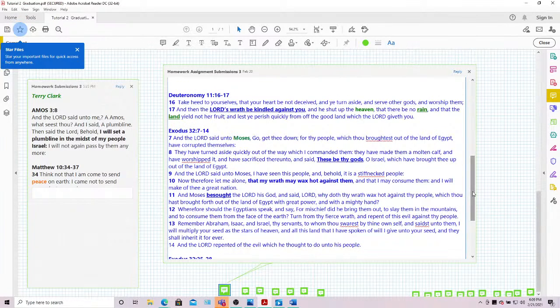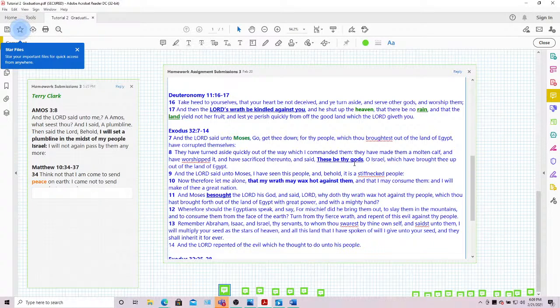So we have Exodus chapter 32, verse 7-14. And the Lord said unto Moses the word of truth, Go, get thee down, for thy people which thou broughtest up out of the land of Egypt had corrupted themselves. They have turned aside quickly out of the way which I commanded them. They have made them a molten calf, and have worshipped it, and have sacrificed thereunto, and said, These be thy gods.